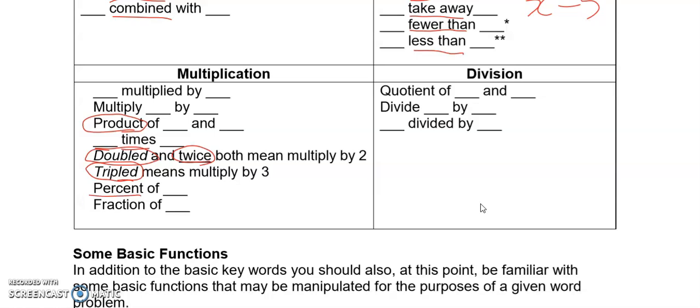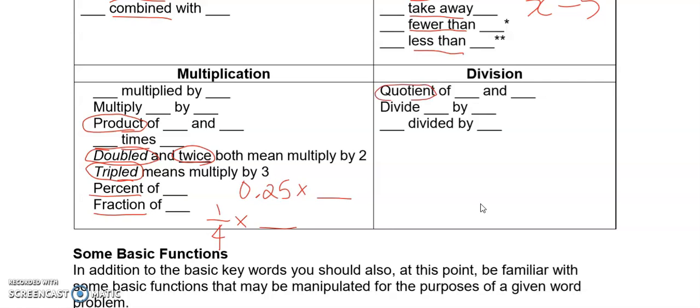Even percent of means a multiplication. If you wanted to take 25% of a number, you would call that 0.25 multiplied by whatever your number was. That's how you would find the percent. And fraction of, common fractions would be 1/2, 1/3, or 1/4. Read those carefully, but they all mean multiply. If you wanted to take 1/4 of a number, you would multiply 1 over 4 times whatever that number is.